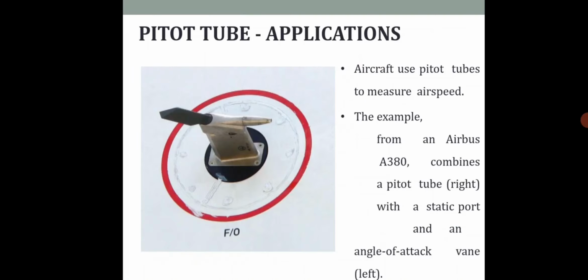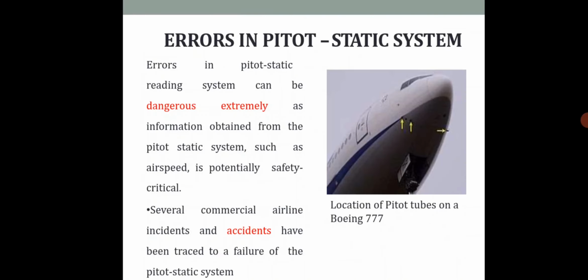You can see that aircraft use Pitot tubes to measure the airspeed. The example is from an Airbus A380. You can see that it combines a Pitot tube with a static port and an angle of attack vane, and that is used for measuring the airspeed. This is an application of the Pitot tube.